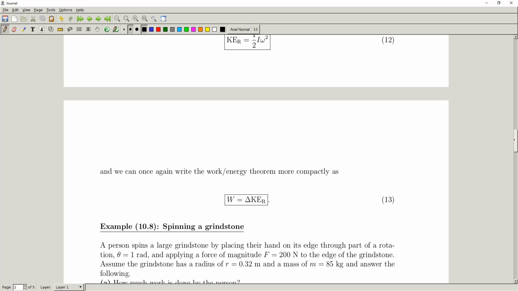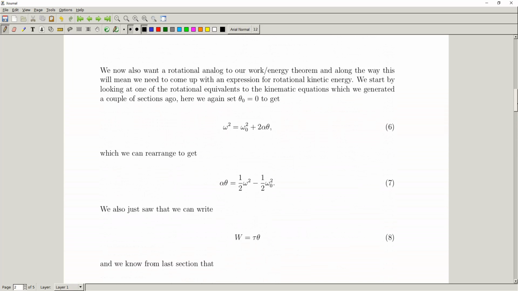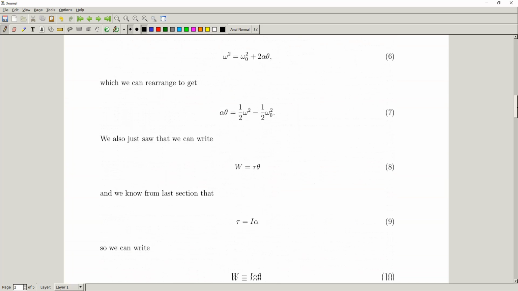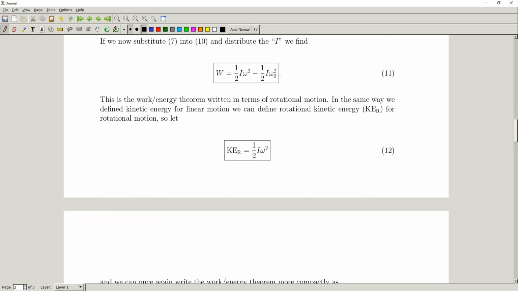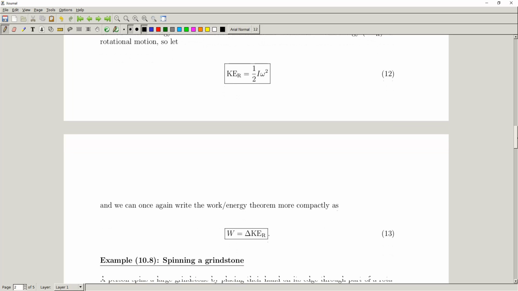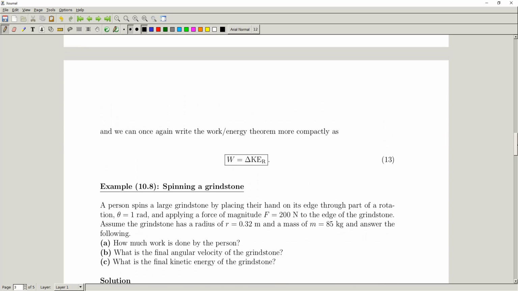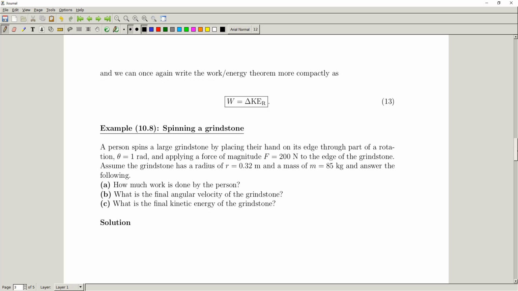And so we've set up a few important equations here. All these boxed equations are pretty useful. So we have one here. We've got a few more down here. Our work energy theorem, our definition of rotational kinetic energy, and the work energy theorem written in its more compact form here in 13. So now that we have all these new equations and these new ideas, I thought we would do an example.